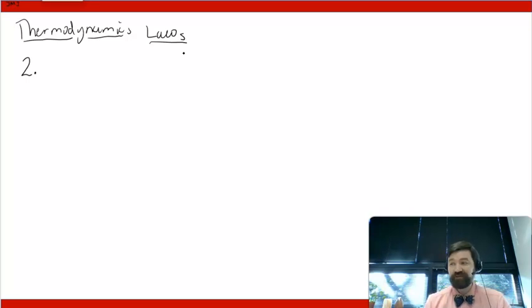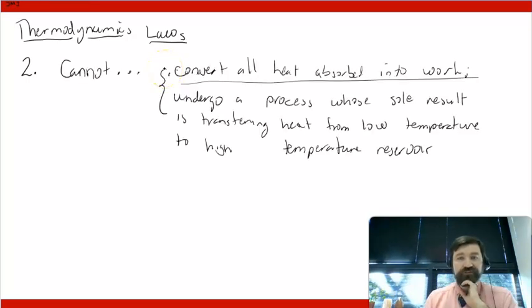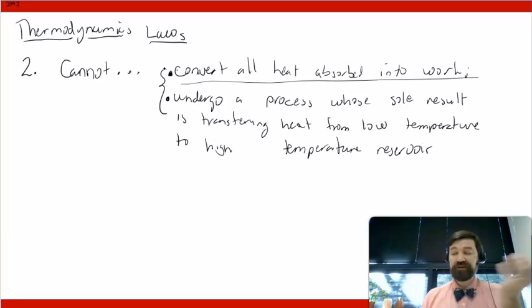There's another statement which is sometimes called the refrigerator statement. It's impossible for any process to have as its sole result the transfer of heat from a cooler to a hotter object. So we cannot convert all absorbed heat into work, in particular if we're doing the whole process at a single temperature. We can't undergo a process in which the only result is transferring heat from low temperature to high temperature, meaning you have to have some sort of work input in order to transfer heat from low to high temperature.